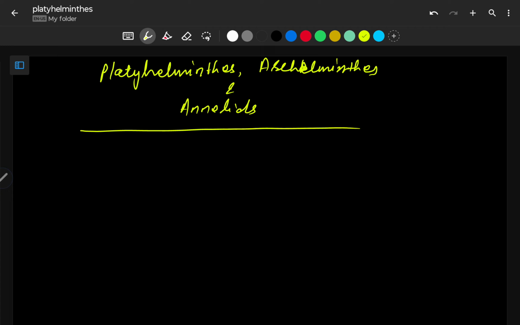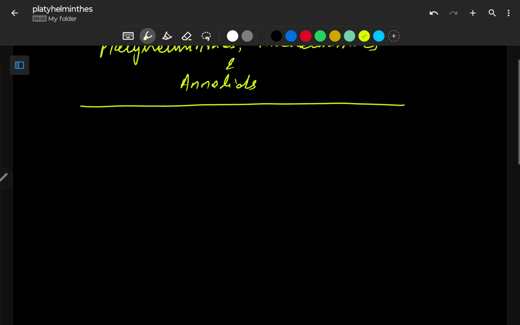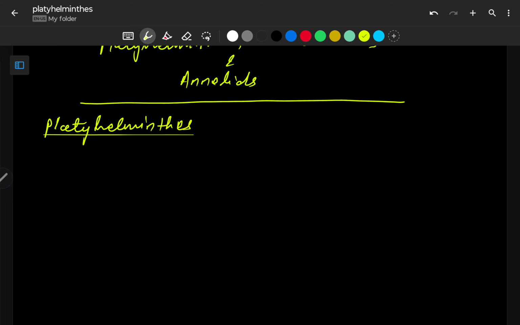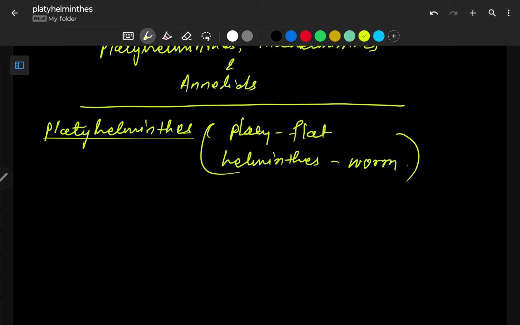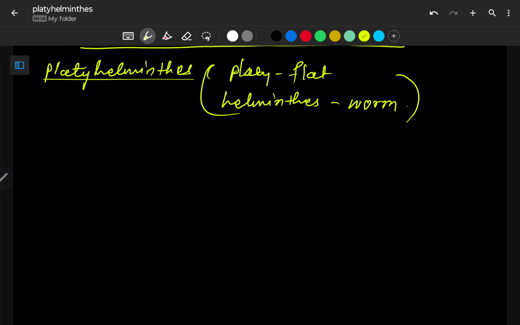Okay, so let me start with Platyhelminthes. The Platyhelminthes, so first is Platyhelminthes. Platy means flat, and helminthes means worm. Okay, so this phylum includes all the flatworms.